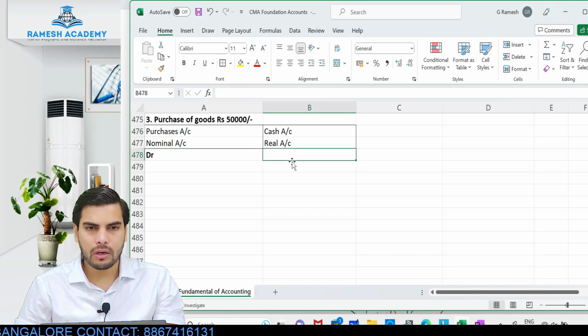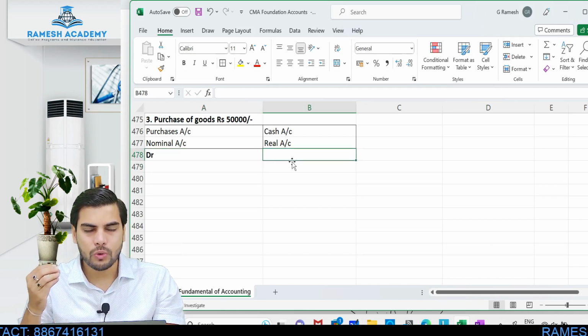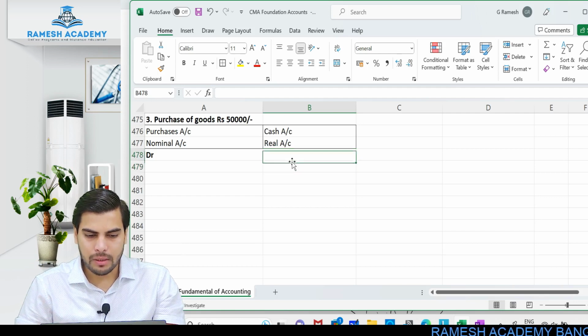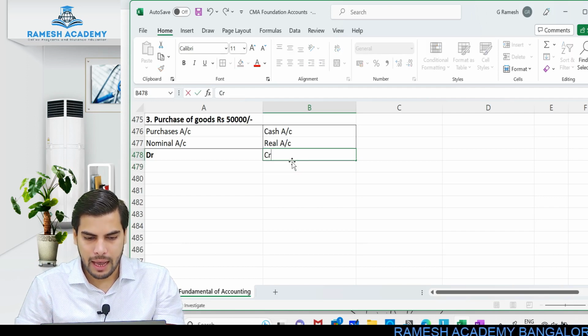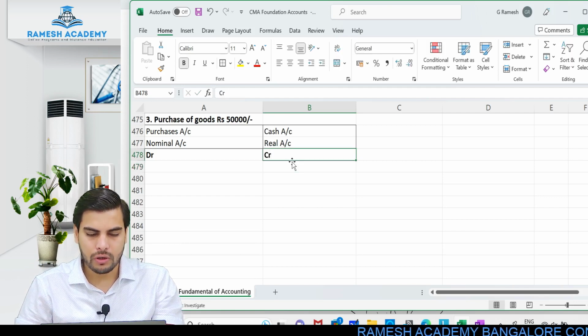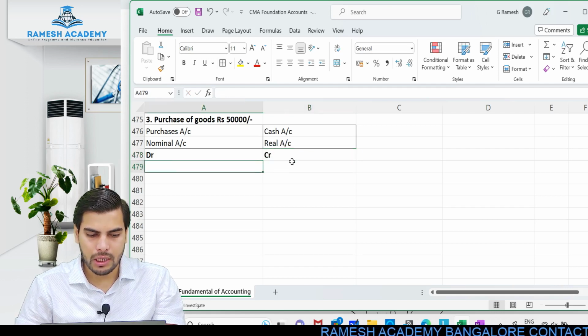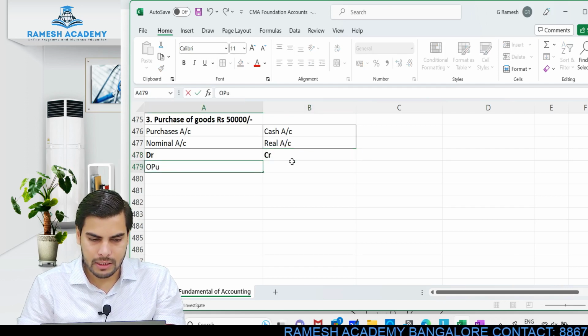And what about the rule of real account? Debit what comes in, credit what goes out. Now when I purchase these goods, don't you think I'll be paying the cash? When I'm paying the cash, the cash is going out of the business. What am I supposed to do if the cash is going out? I just need to credit it. Credit what goes out. So what will be your journal entry? Your journal entry would be like this.